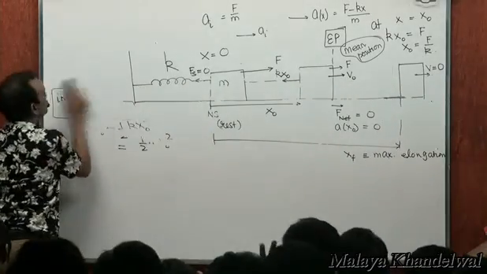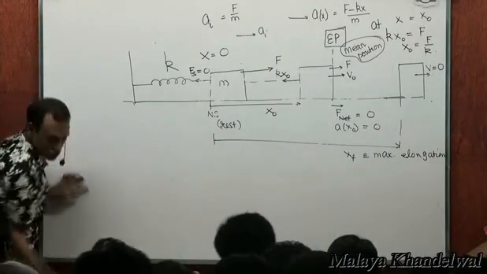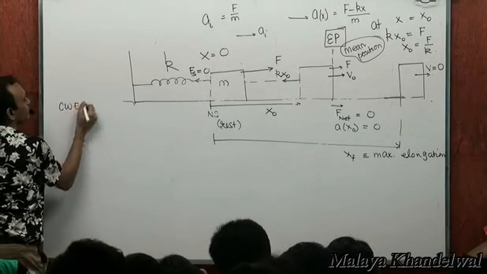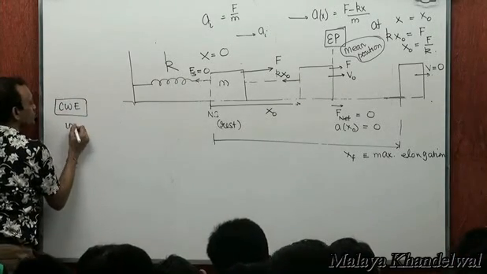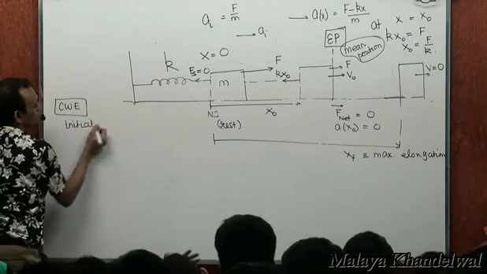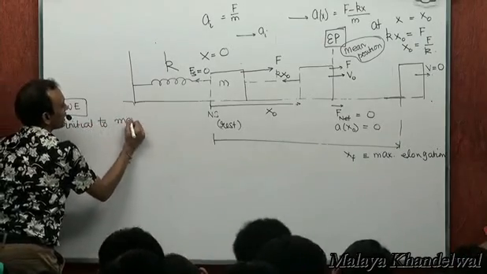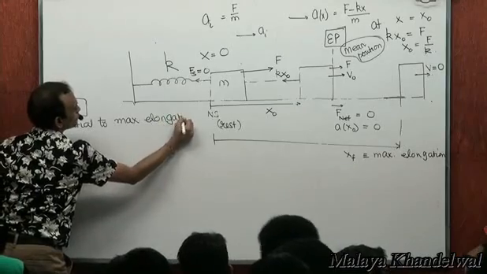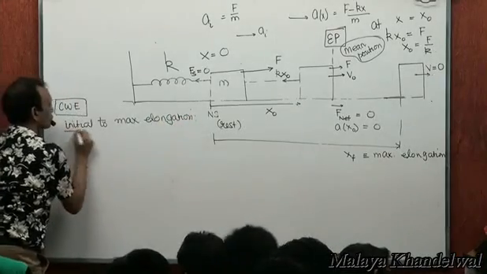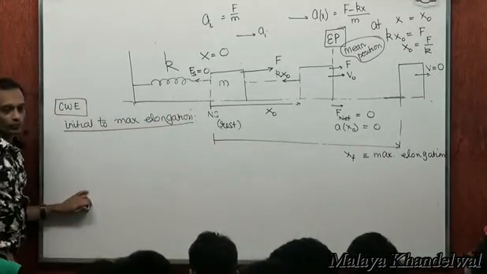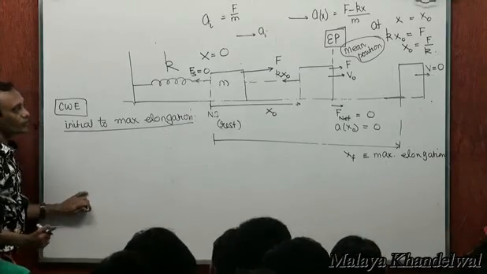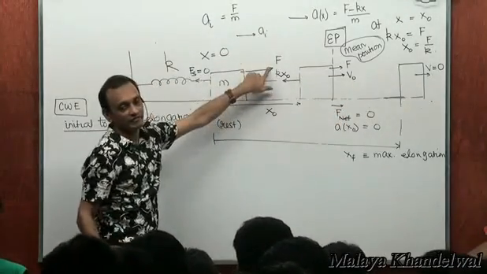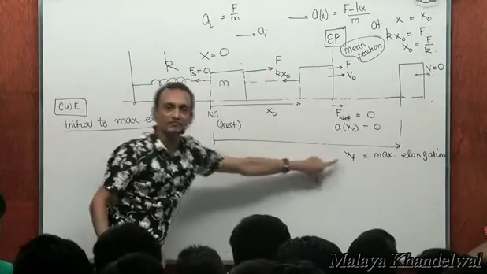So I apply the classical work energy theorem from the initial state to the state of maximum elongation. From this point to this point, what's the work done by F? F into xf.